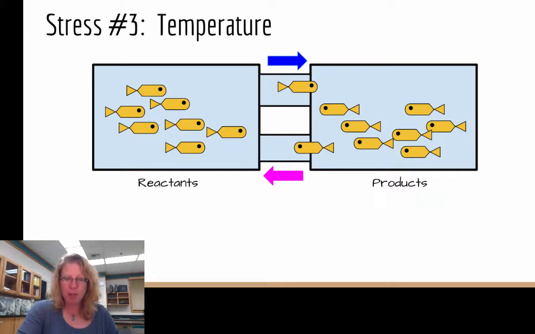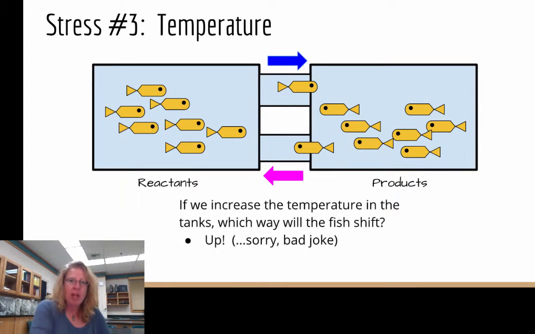Stress number 3 is changing the temperature of a system that's at equilibrium. So what would happen to our equilibrium tanks here if we increase the temperature a whole bunch? Which way would the equilibrium shift?